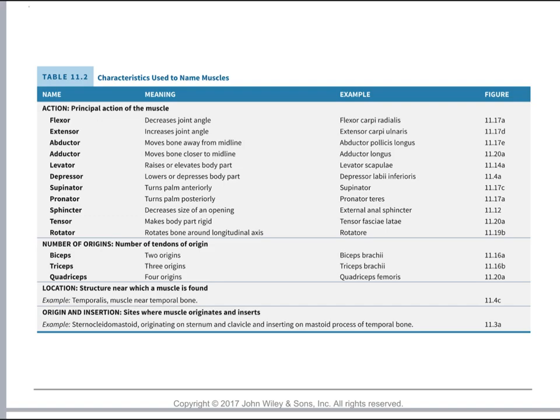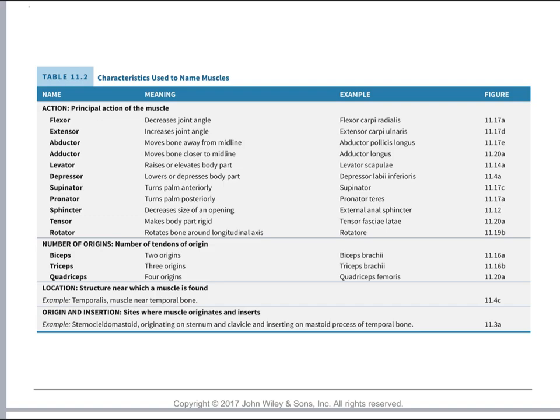Turn your palms upwards or anterior. Pronators, turn your palms posterior. Sphincters, which we covered, decreasing size of openings. Tensor, makes body rigid. Rotators, like the rotatores, rotates bones around a longitudinal axis in your vertebra. So let's look at some examples.